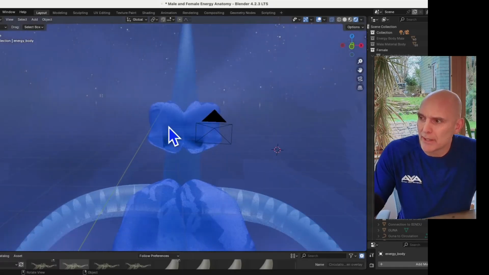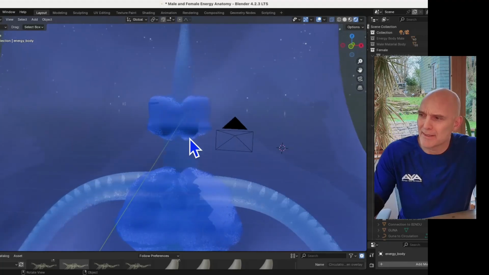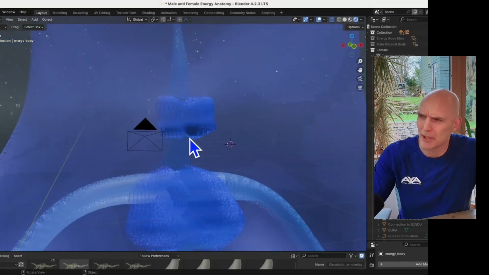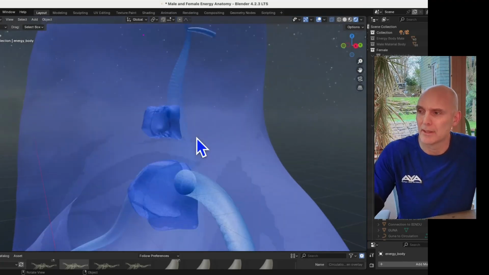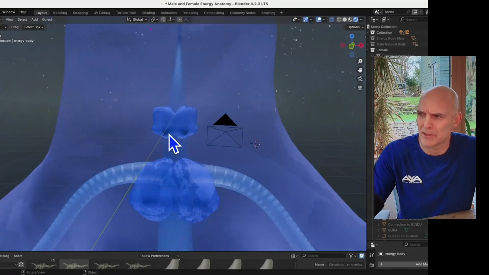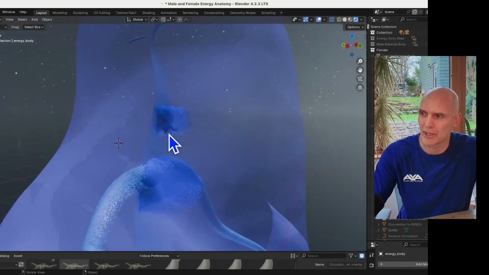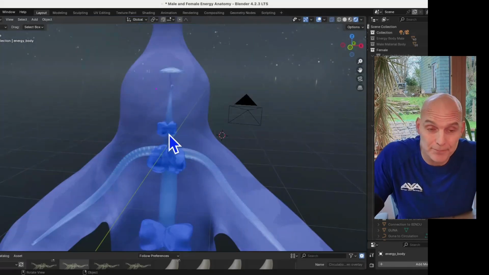The storage area in the throat, I'm yet to really understand, to be honest, what its purpose is, although I have a feeling it's something to do with speaking and something to do with the throat chakra. But why have we got storage areas?